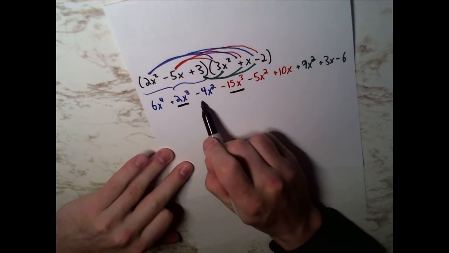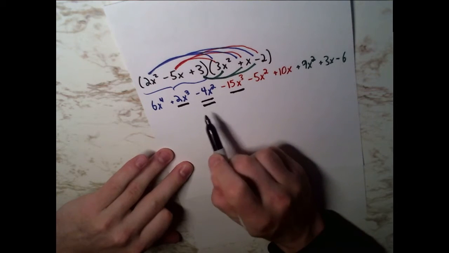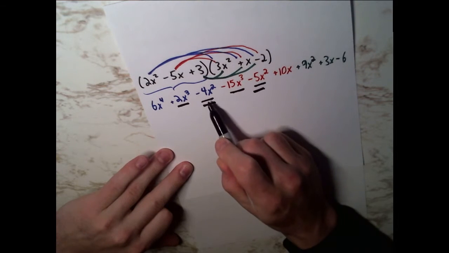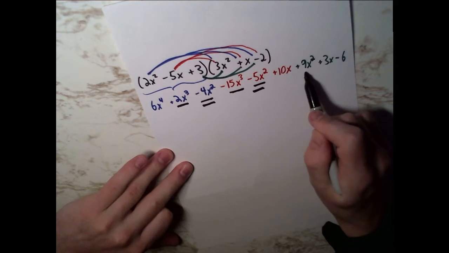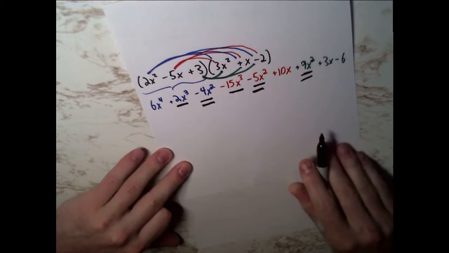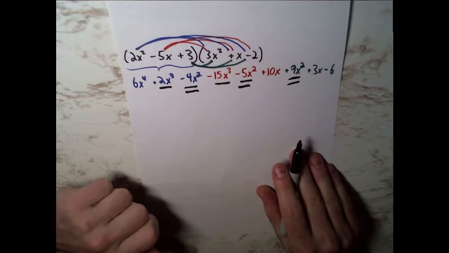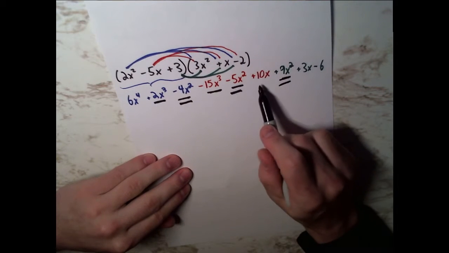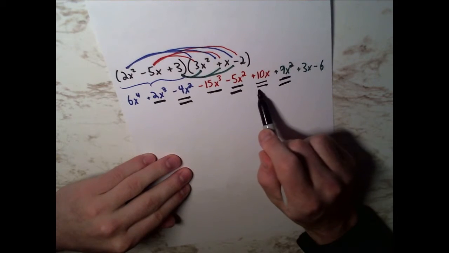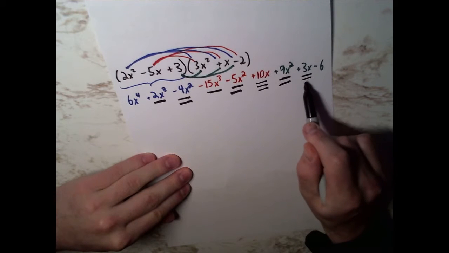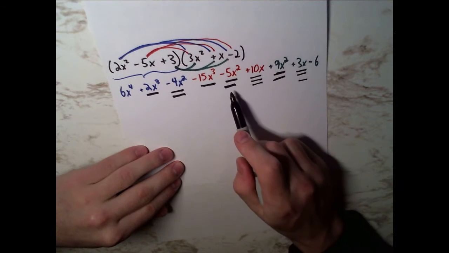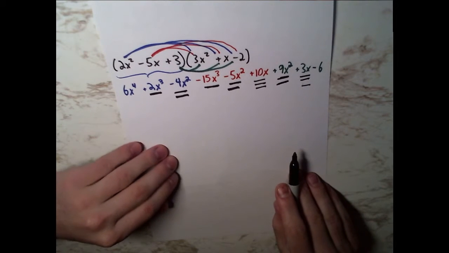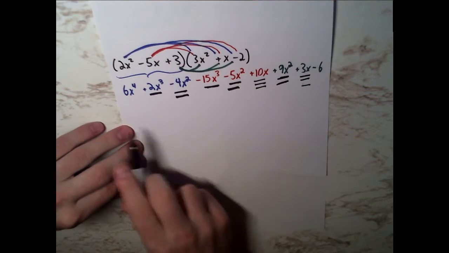I'll give all of my x squared terms a double underline. So this is an x squared term, this is an x squared term, that's also an x squared term. And then I need to add all of my x terms up, so I'll give these a triple underline. There's my x terms. They all need to be added together. So we're just going to combine all of these.